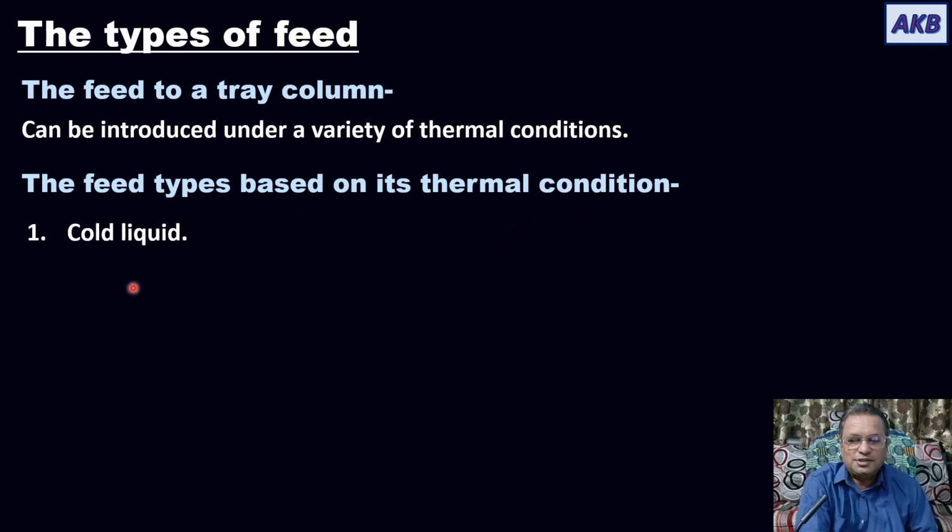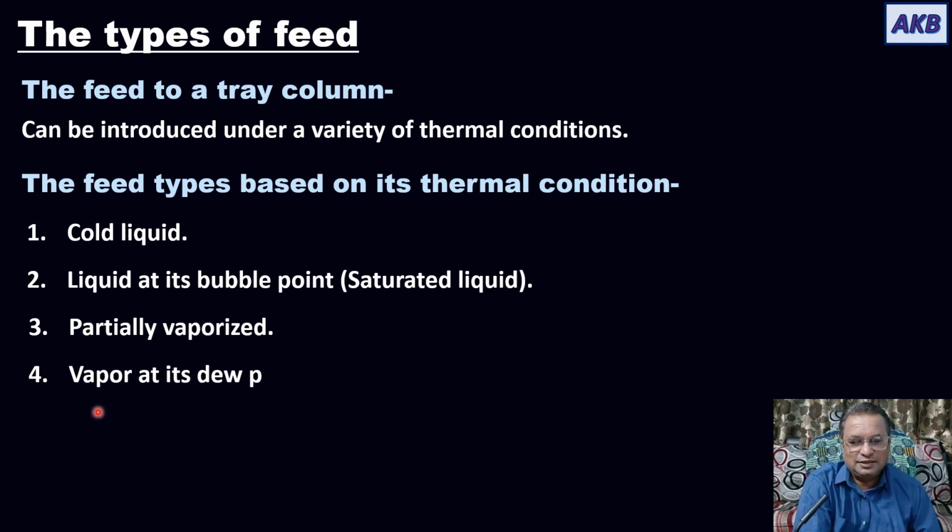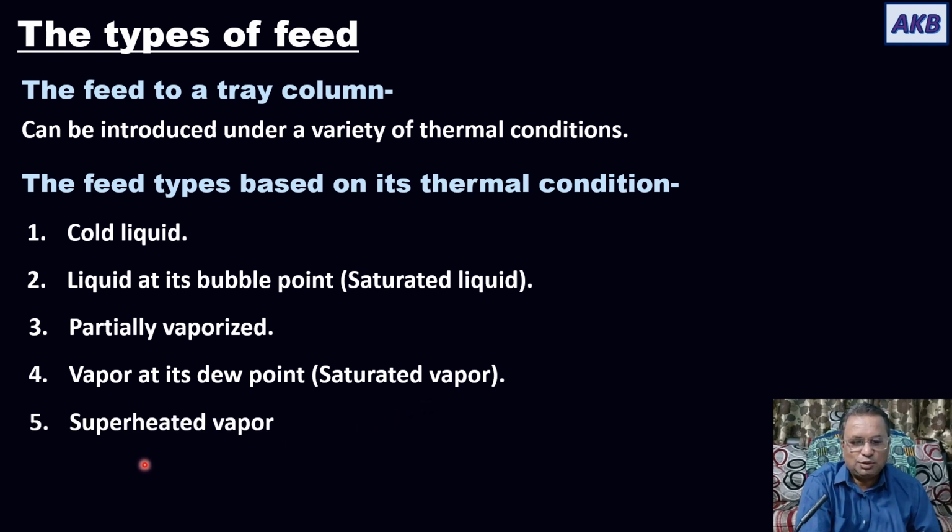So what are these types? One is that the feed may be a cold liquid. We will know more about it. Or it could be a liquid at its bubble point. We call that saturated liquid. It could be partially vaporized feed, where it would be a mixture of liquid and vapor phases. Then the feed could be a vapor that is at its dew point. We call that saturated vapor. It could be superheated vapor, the fifth type. That means there are 5 different types of feeds to a typical tray column.